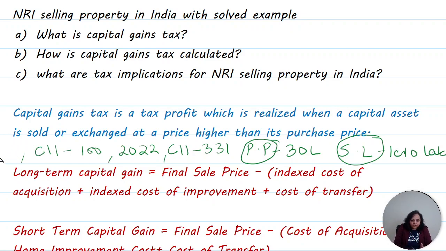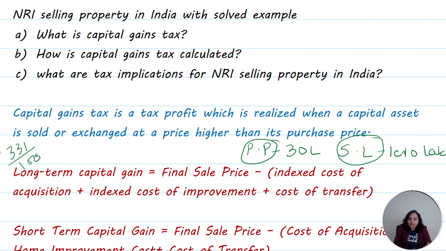Alternatively, there are provisions given in the Income Tax Act. As per those provisions, you can adjust the 30 lakh rupees for inflation index. Now, how do you do that? You take the CII for the year in which you are selling the property, which is 331, divide it by the CII for the year in which you had purchased the property, which is 100, and multiply it with your purchase price.